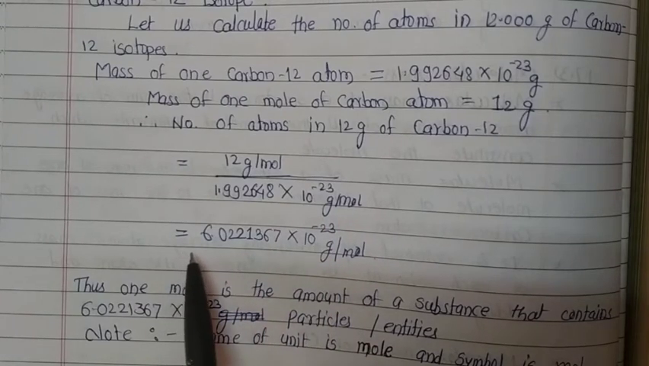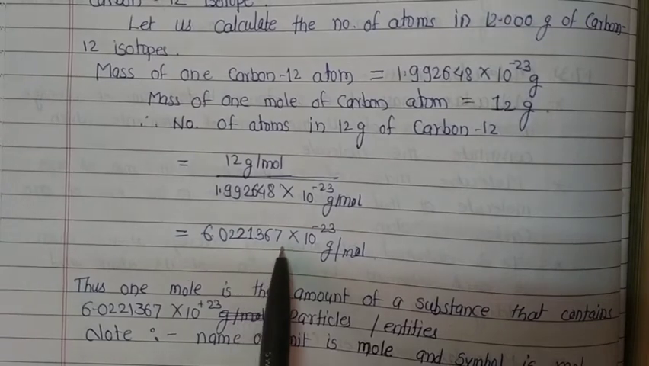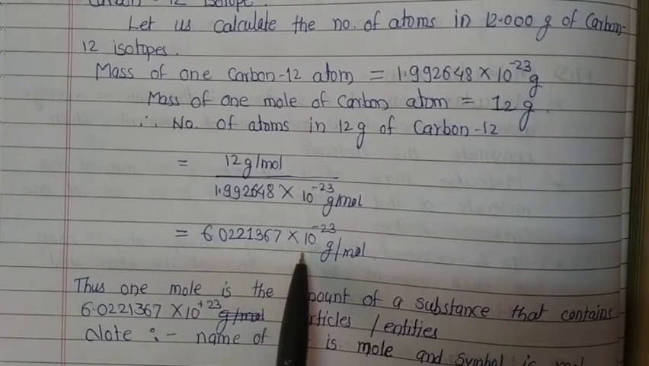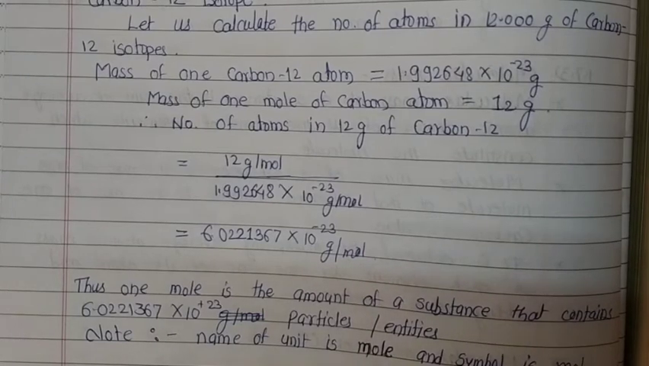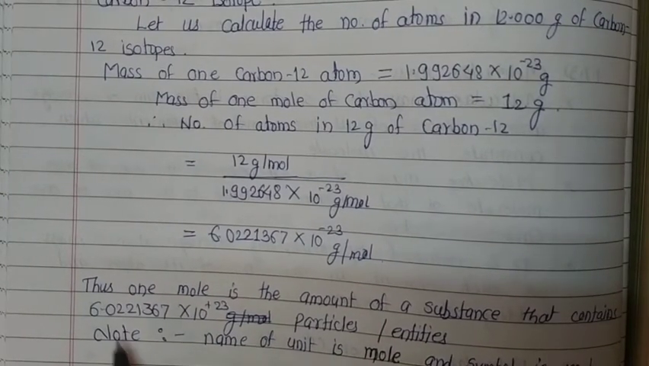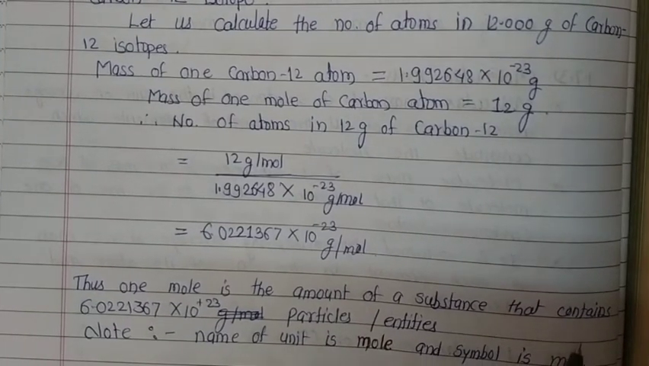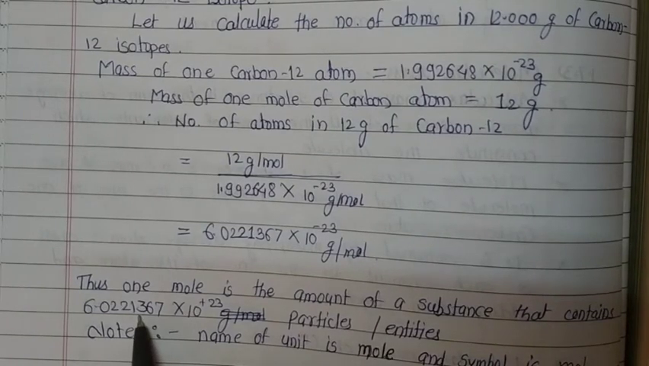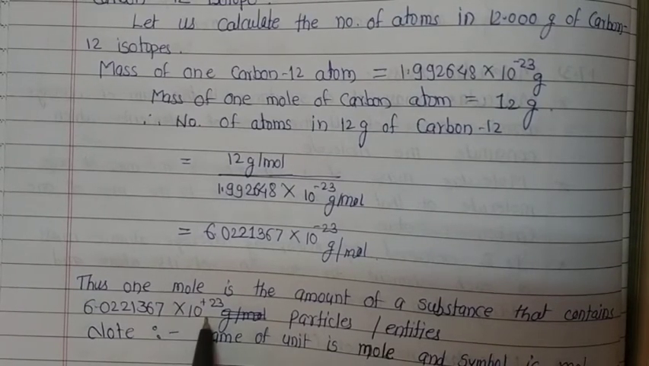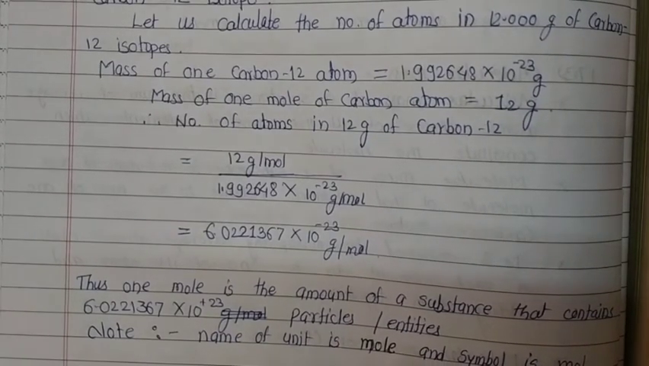On calculating, the amount is 6.0221367 × 10^23 per mole. Thus 1 mole is the amount of substance that contains 6.0221367 × 10^23 particles or entities.